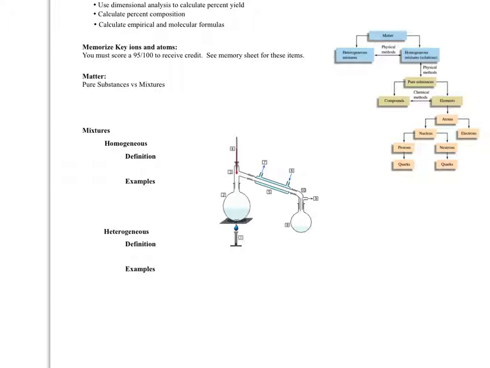Some of them I'm going to give you the name and you have to write the ion. Some of them I'm going to give you the ion and you're going to have to write the name. Now when you write the ion in the chemical formula, like say it's sulfate, you have to write SO4 minus 2, so you have to write the charge.